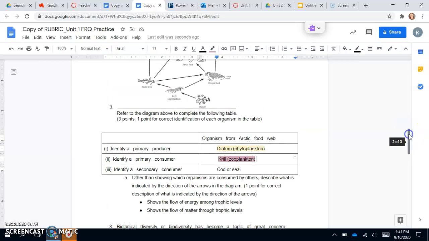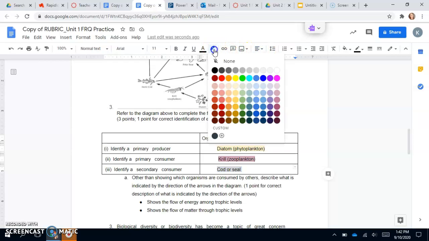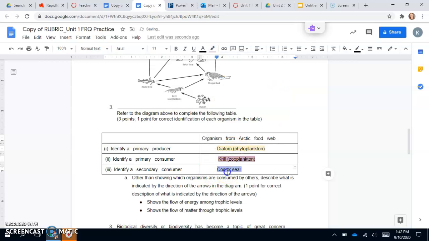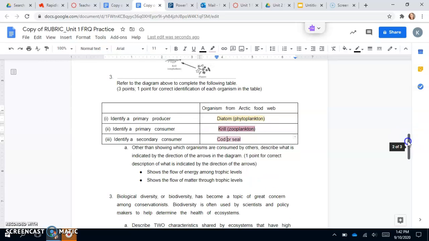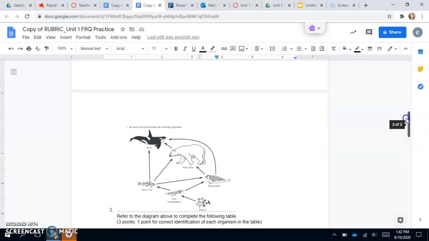And then identify a secondary consumer, where here our secondary consumer is either going to be the cod or the seal, because the seal and the cod both eat the krill, which eats the diatom. You don't have to have both. You have one or the other. If you wrote down cod, 1 point. If you wrote down seal, 1 point. If you wrote down both of them, you're not supposed to do that, but as long as they're both correct, they'll give you the point for the first one. So 1 point for the diatom, 1 point for the krill, 1 point for the cod. So we're up to 5 points total.